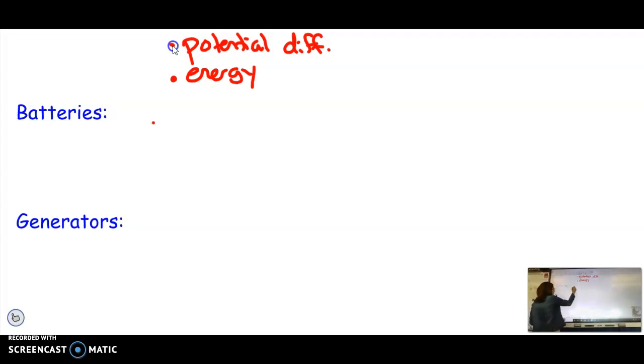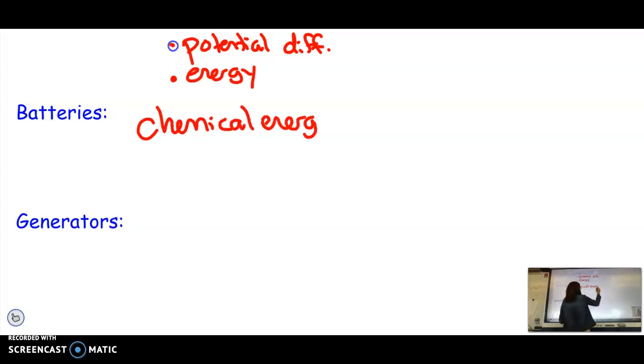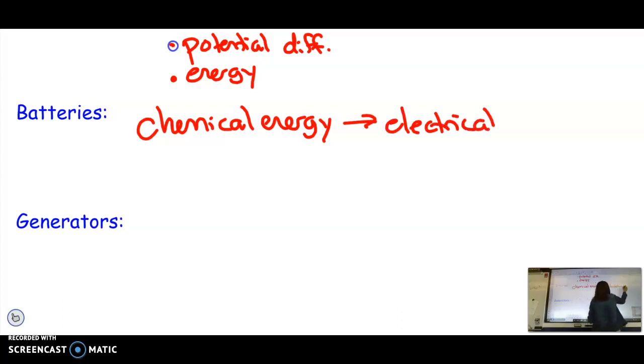So in the case of a battery, it's going to take chemical energy in the battery and convert that into the electrical energy that the charges have in order for them to go around the circuit. So that's why a battery will die. What's really happening is all of the chemical energy has been converted to electrical energy, and therefore that process is going to stop and the potential difference would go away, so there's no more energy available.